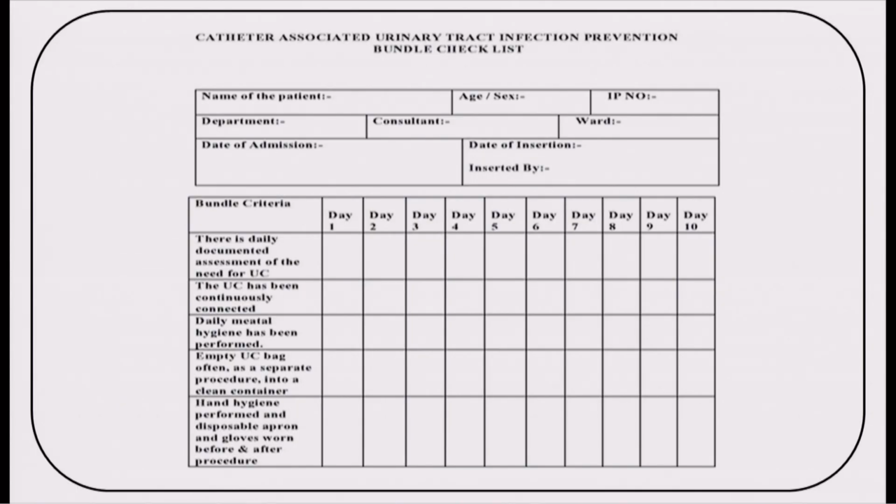Here, it is documented daily with the date, and there is a daily documented assessment, like how we assess ventilators and intubations. We will be assessing the catheters, and whether the urine catheter has been continuously connected or disconnected. If it is disconnected, the more you disconnect, the more chances of infections. Meatal hygiene should be performed, which is very important, for circumcised and uncircumcised patients, where organisms can get deposited and cause infections. Empty the urine catheter bag often as a separate procedure into a clean container. Make sure the bag is emptied on a regular basis, and hand hygiene should be performed.